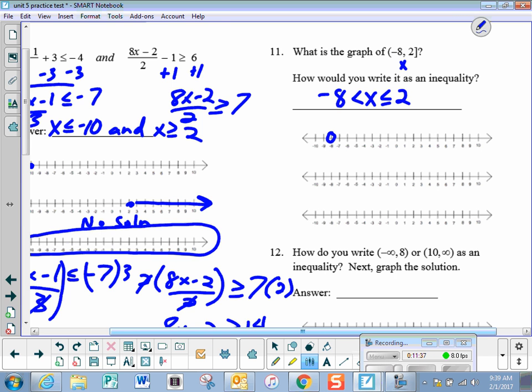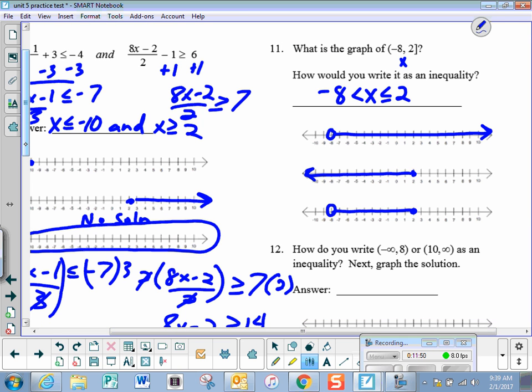Greater than negative 8, less than or equal to 2, and it's in between, because that's where they're both graphed. Okay, so you get a point for the inequality and a point for the graph.